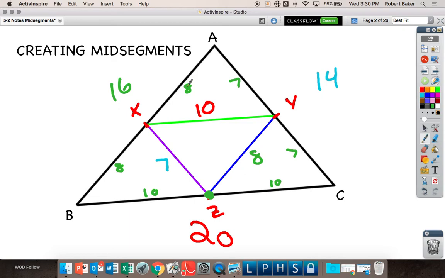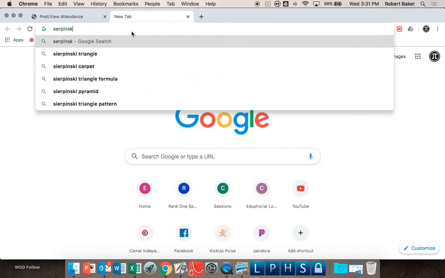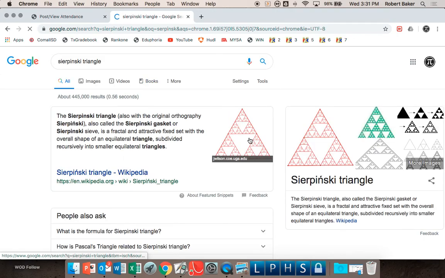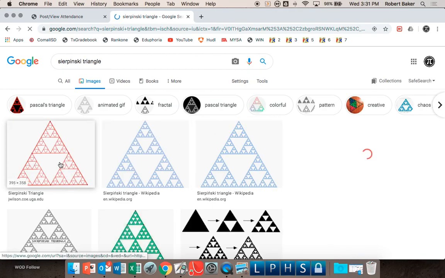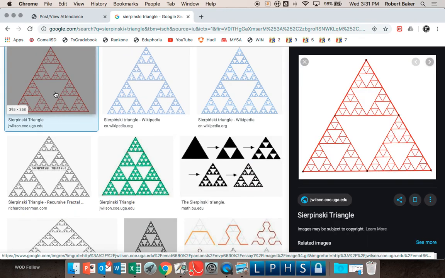Yeah, I'll pull up my phone. Yes, we should start. That's pretty cool. Yes, that's right. It's a triangle top. So find a GIF of the Sierpinski triangle.